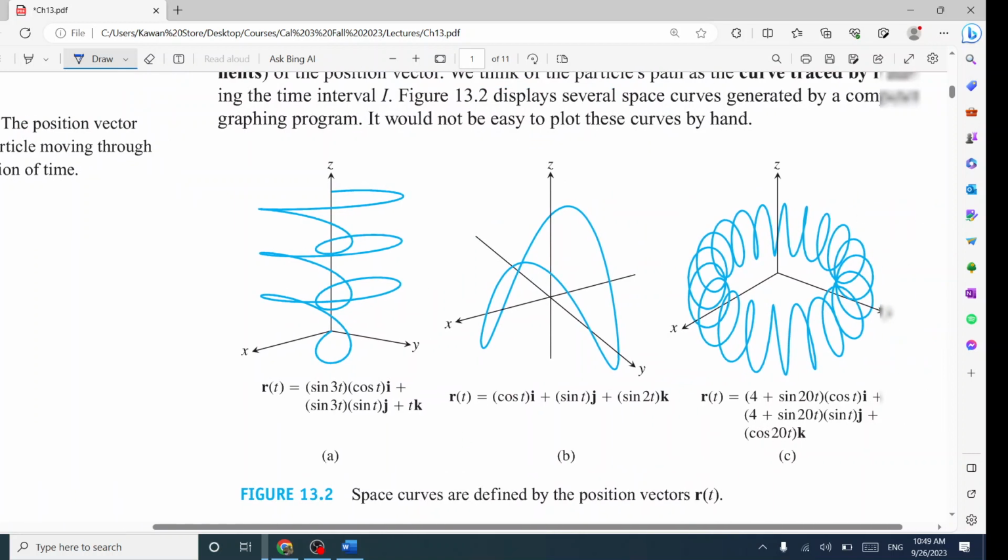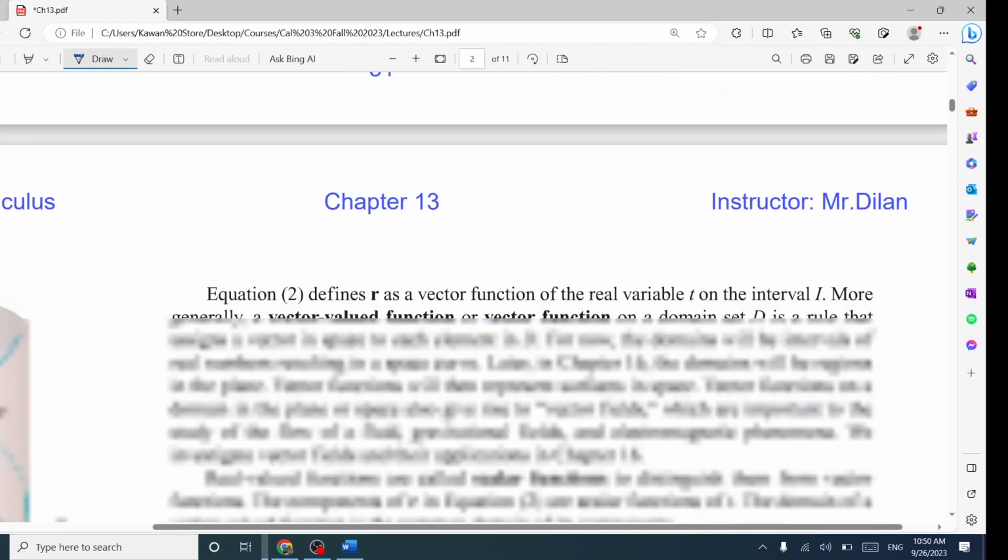Now you can see we have many functions. This is vector valued. Why vector? Because I have an i, j, k component, right? Why function? Because the coefficients are functions. You can see from here and there and there. Okay.